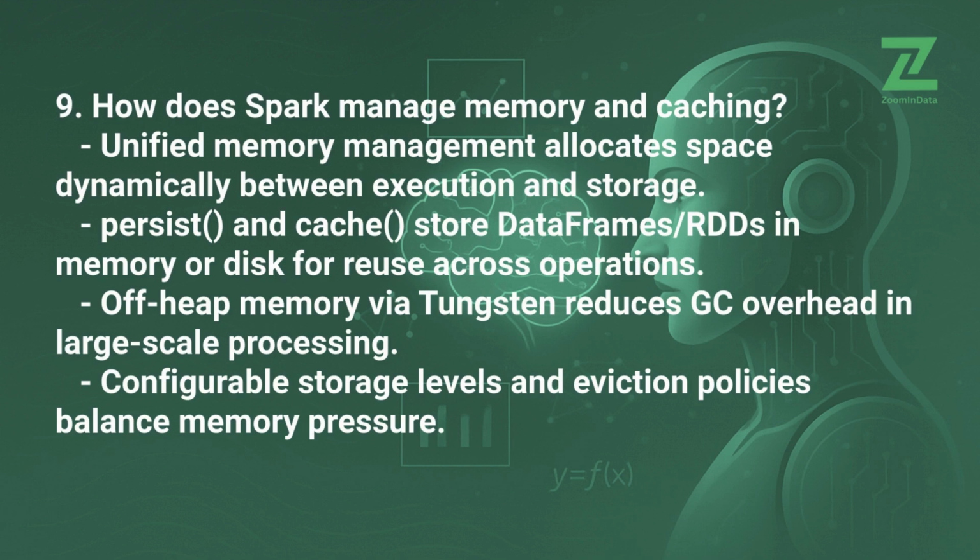Off-heap memory via Tungsten reduces GC overhead in large-scale processing. Configurable storage levels and eviction policies balance memory pressure.